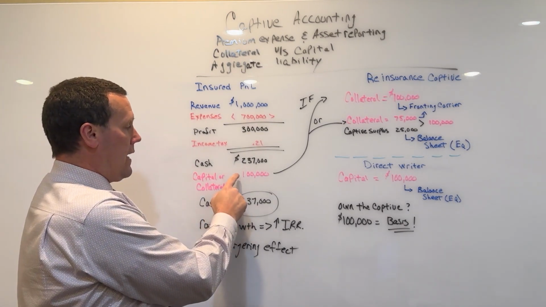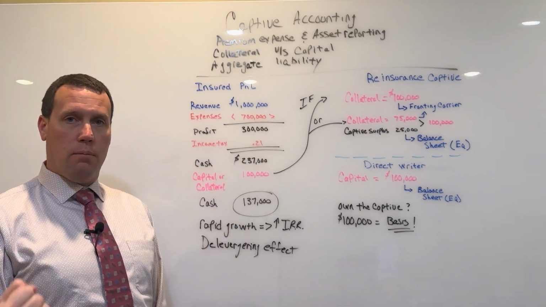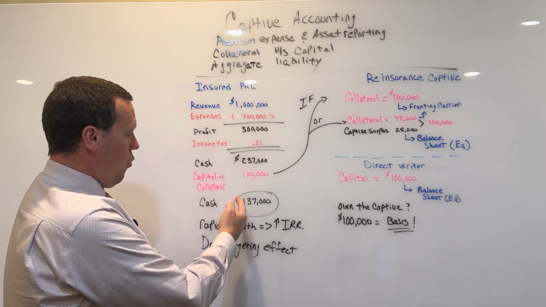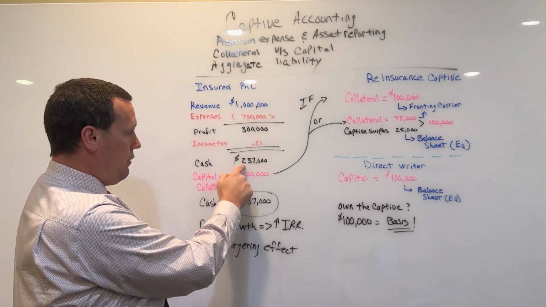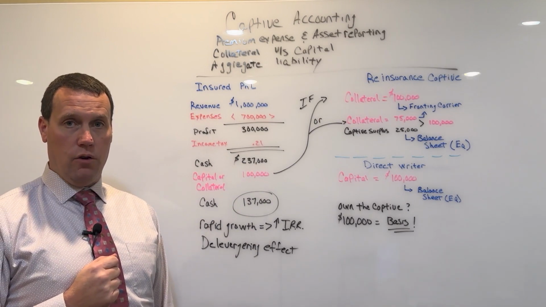So capitalization or collateral is not a deductible expense. So we've got to take $100,000 from the profit bucket, leaving $137,000.